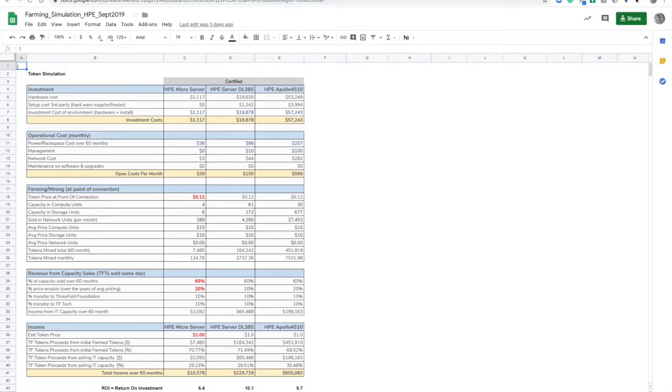So back to token simulation, because this is where it's all about, and this is where you can simulate, let's say, the actual workings. As you recognize, the three tabs that are here, and here, and here, are also represented here. So a microserver is something you would use in the home. A server DL385 is a converged server, which has both compute and storage inside. And then the Apollo is more of a storage-oriented server because it's got lots and lots of disks.